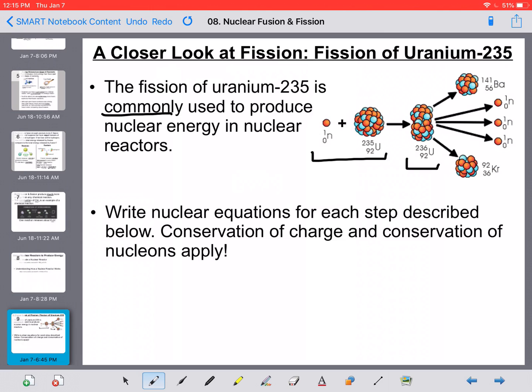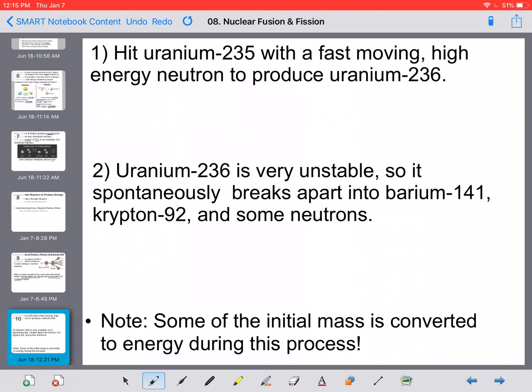So in a second, we're going to write down some nuclear equations for the steps that are described on the next slide. And when we do this, it's going to be pretty much the same as writing down equations for alpha, beta, and gamma decay, in the sense that we're still going to use conservation of charge, which remember that's the bottom numbers, and conservation of nucleons, which are the top numbers.